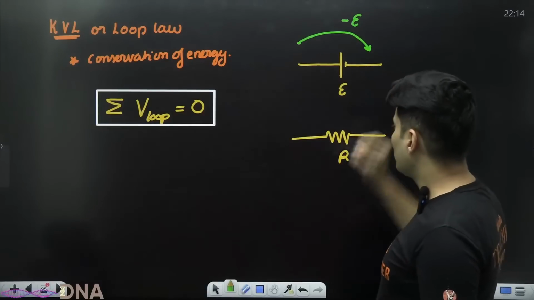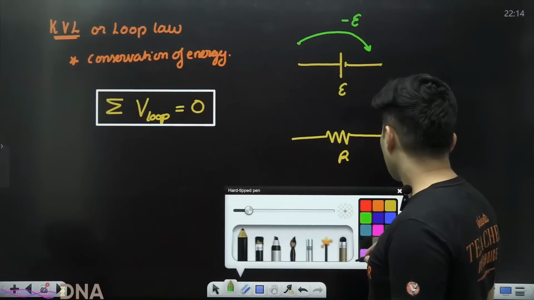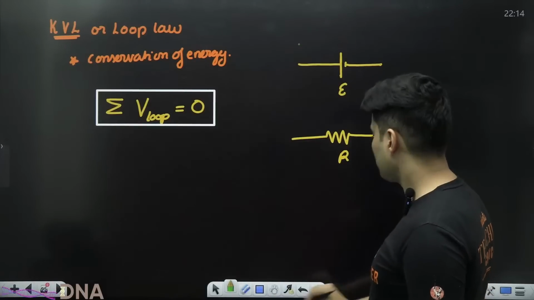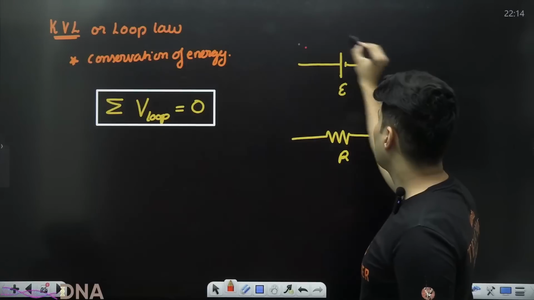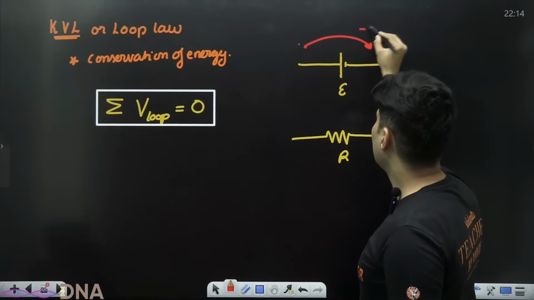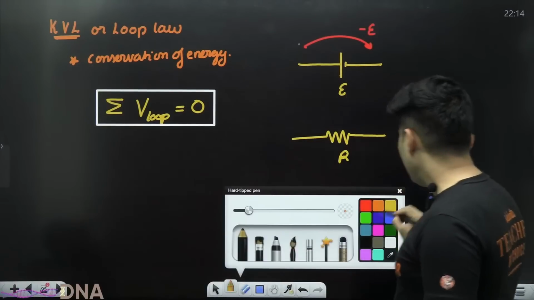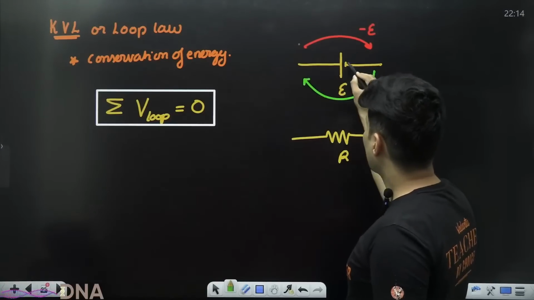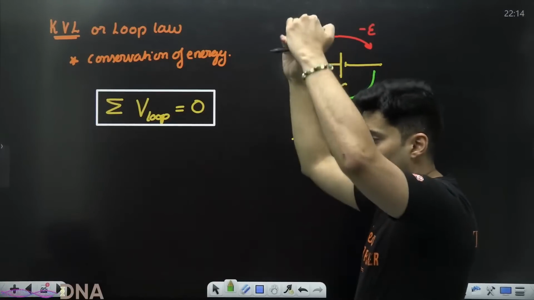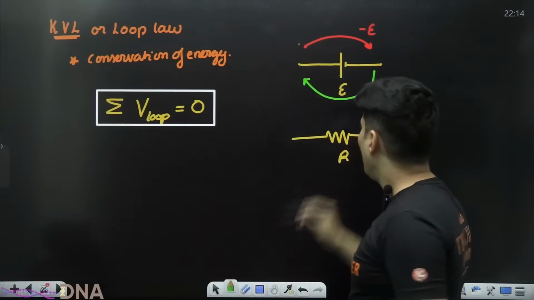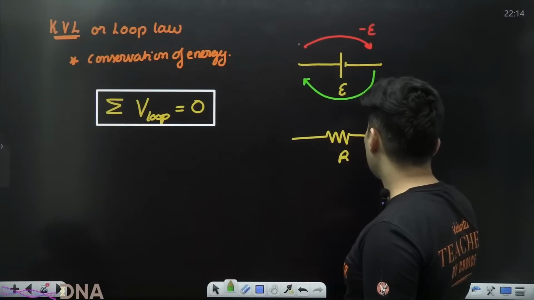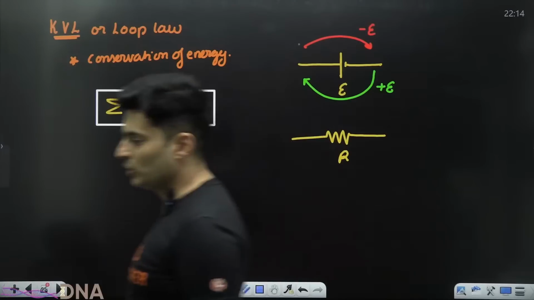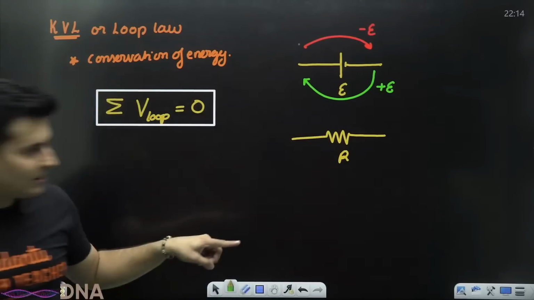If somebody goes from here to here, it will be minus E. While traveling in the circuit, if somebody goes from here to here, you are going from minus to plus, low to high. Obviously the voltage change will be plus E.